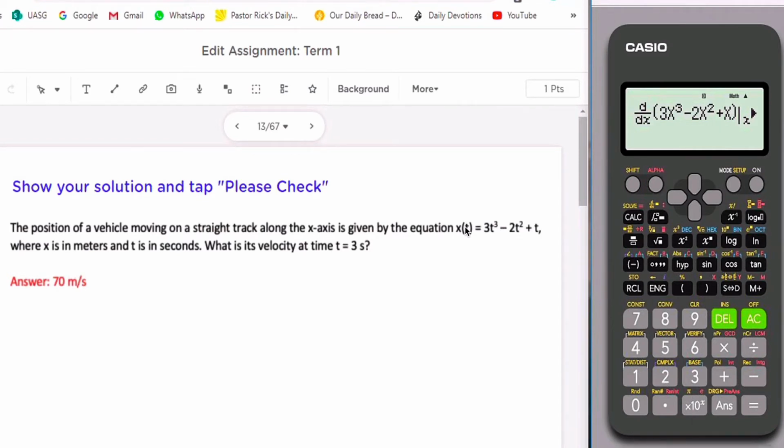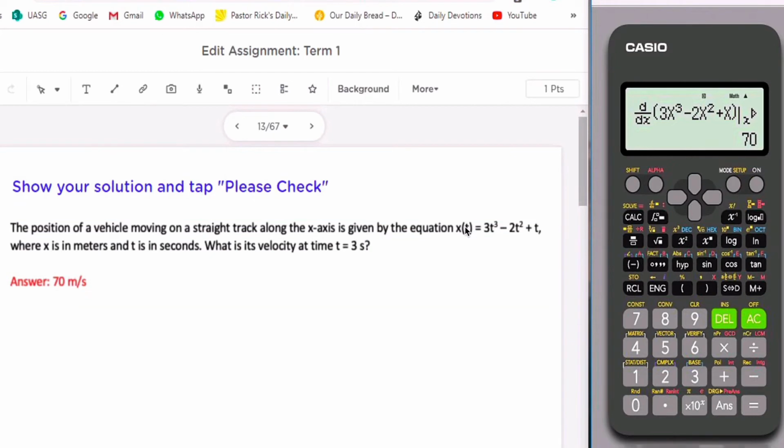And then we are going to substitute this when t is equal to 3. So meaning to say, our x here is equal to 3. Right, x is equal to 3, and that actually is the same as the condition when time is equal to 3. And then press equals. That should give us 70 meters per second.